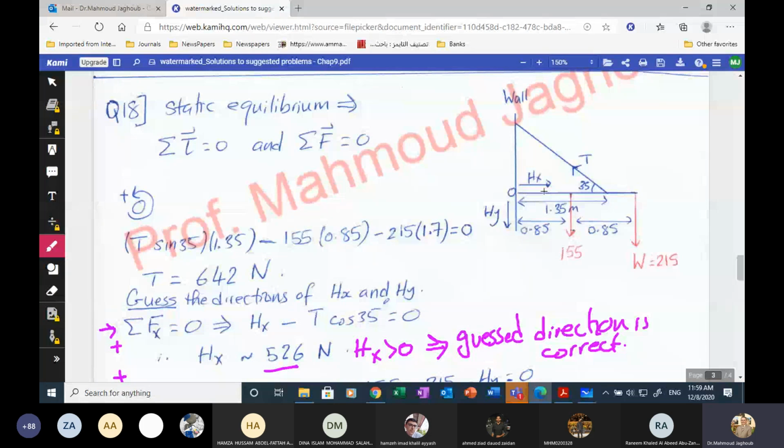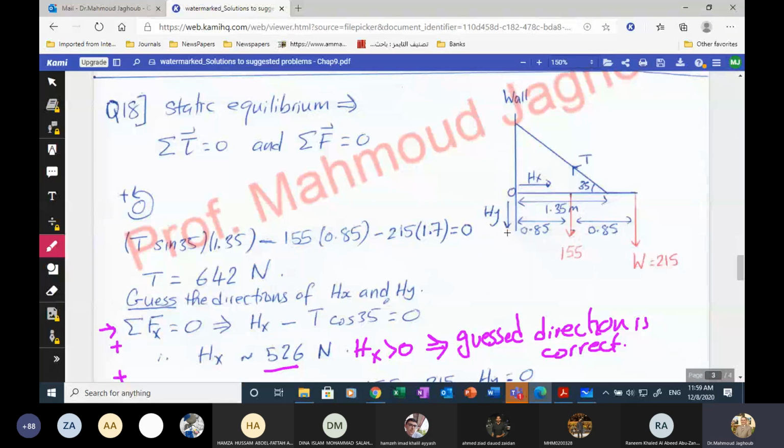Now, you sketch a free body diagram. This is the weight of the sign. This is the weight of the beam. Okay, and remember the beam was 1.7 meters, and the weight of the beam must act right in the middle. So this is 0.85 and this is 0.85. The tension is attached to the beam a distance of 1.35 meters from the rotation point here. Now, as you can see, I have sketched Hx to the right and Hy downwards.